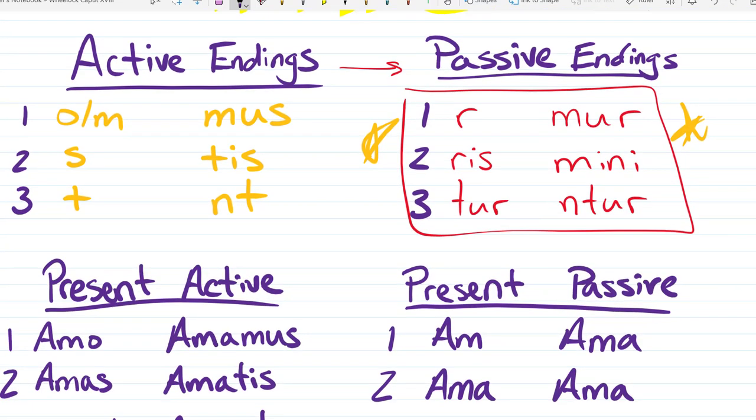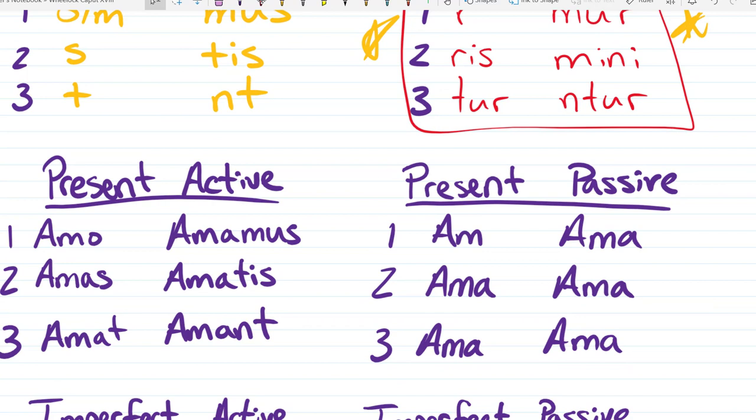So if we look at some examples here, if we did present active, here's what it looks like in the present. Amo, amas, amat, amamus, amatis, amant. I love, you love, he, she, it loves. Okay. We do have some exceptions here, but for the most part, you're going to see amor. This is an exception. Okay, and we already saw this with video.